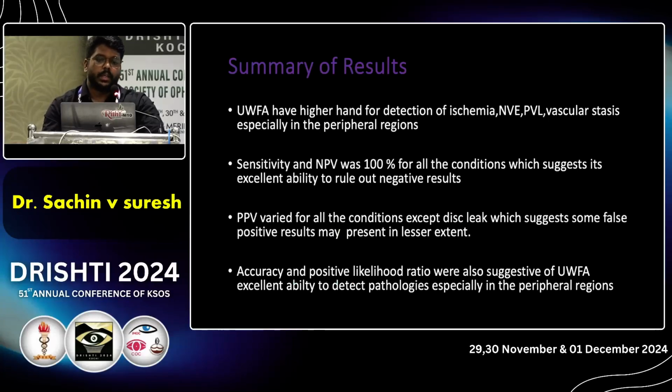Summary of our results: ultraviolet field had a higher hand for detection of ischemia, neovascularization, PVL and vascular stasis, especially in the peripheral regions, and sensitivity and negative predictive value was 100% for all the conditions, suggesting its excellent ability to rule out negative results. The positive predictive value varied for all the conditions except the disc leak, which suggests some false positive results may be present to a lesser extent. The accuracy and positive likelihood ratio were also suggestive of the ultraviolet field's excellent ability to detect pathologies, especially in the peripheral regions.